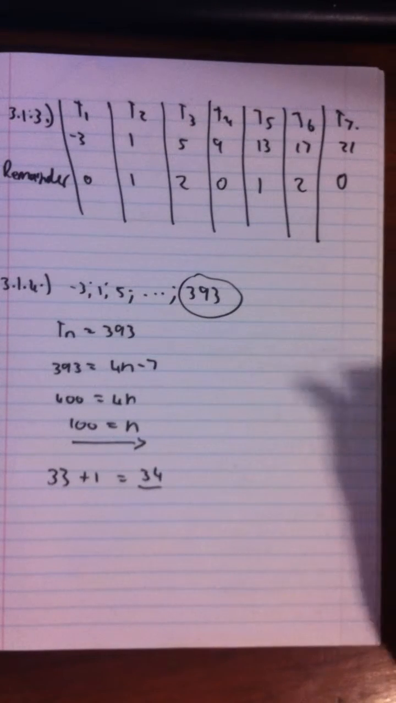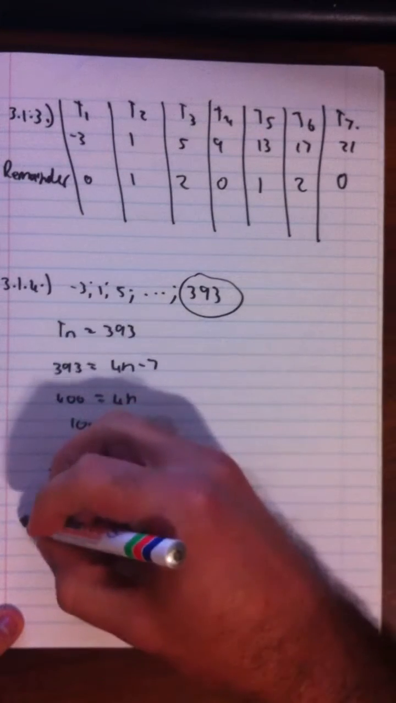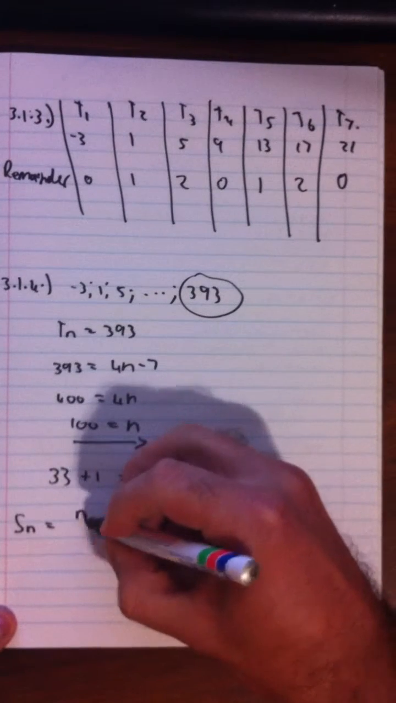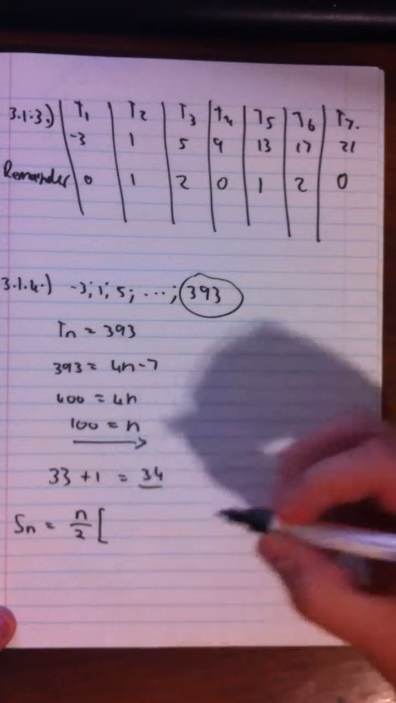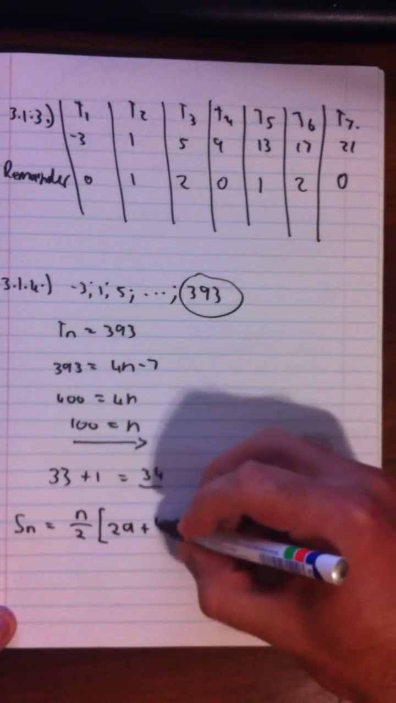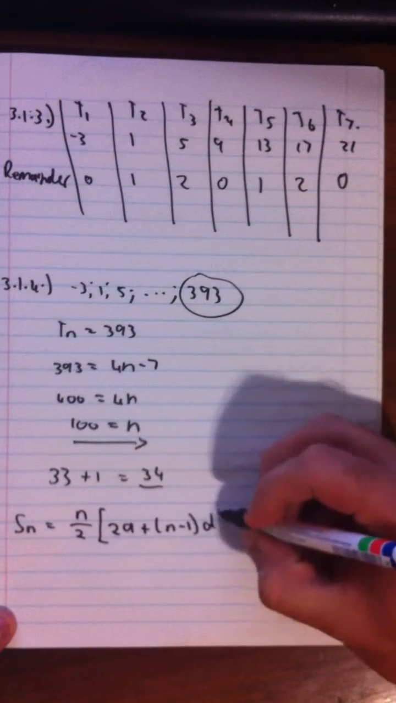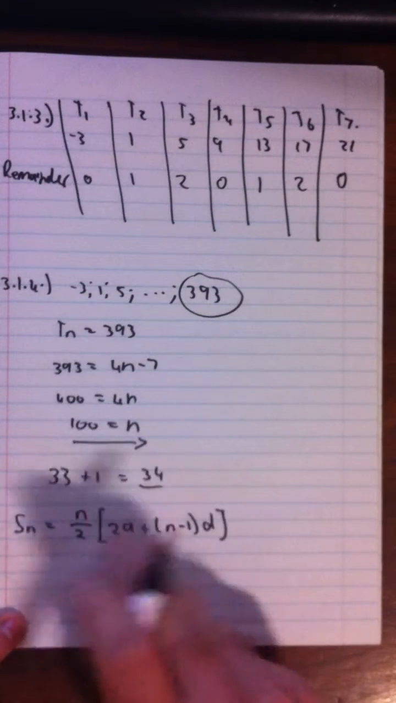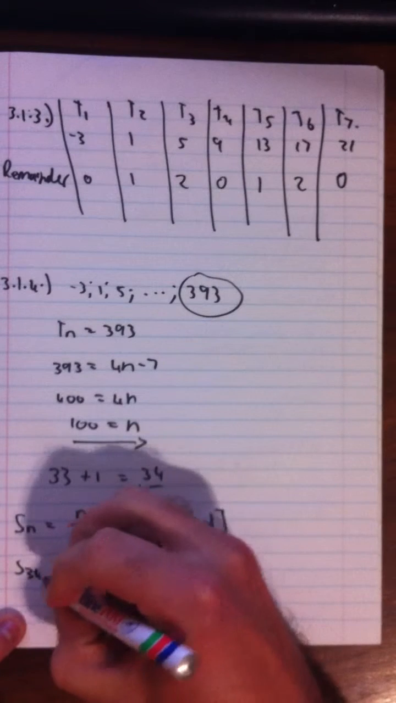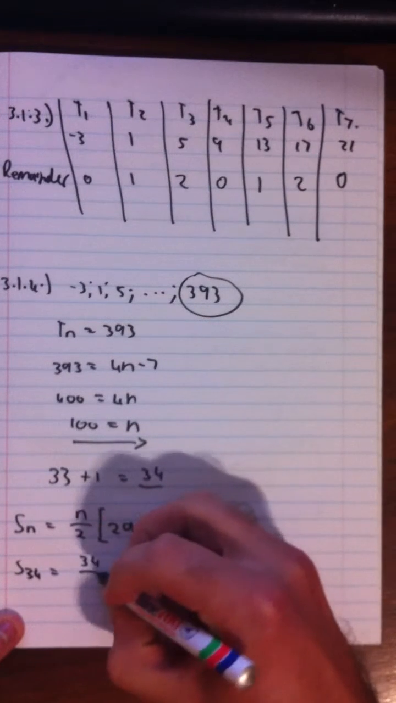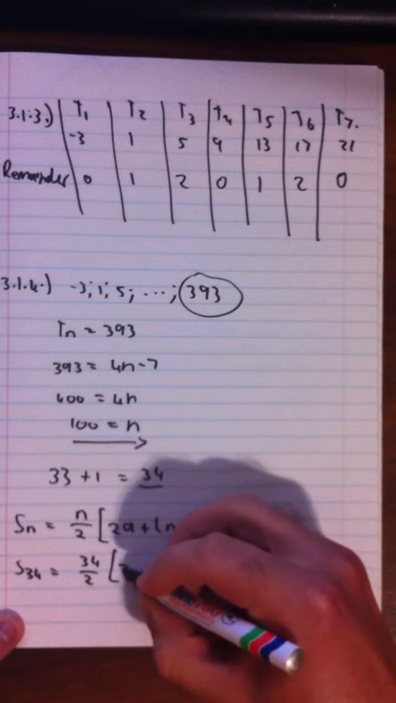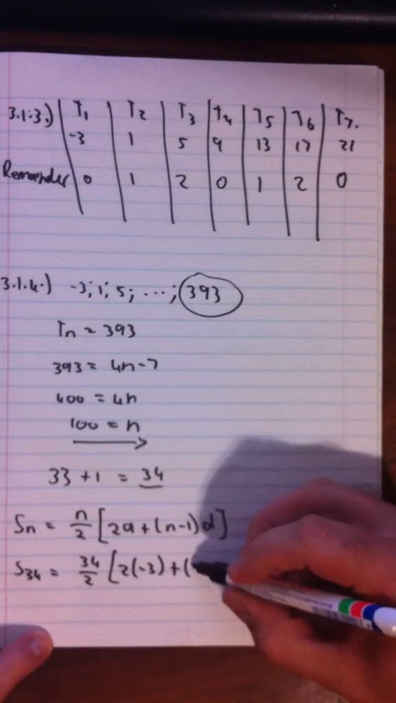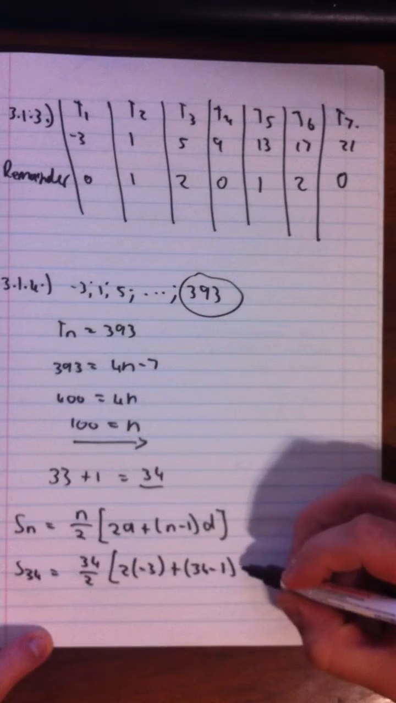And they're asking us to find the sum of this series. So the sum to the first n terms in an arithmetic sequence or series has the following formula: n over 2 times 2a plus n minus 1 times d. Okay, so what do we know? We know there's 34 terms, so the sum to 34 terms equals 34 over 2 times 2 times the first term, which is -3, plus n minus 1, 34 minus 1, times the common difference.